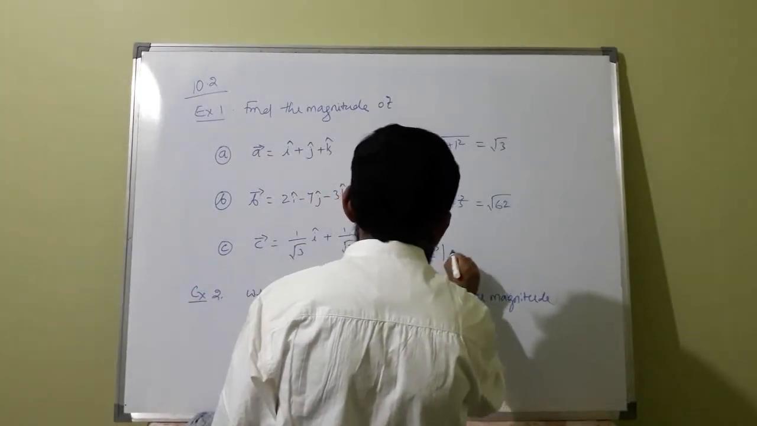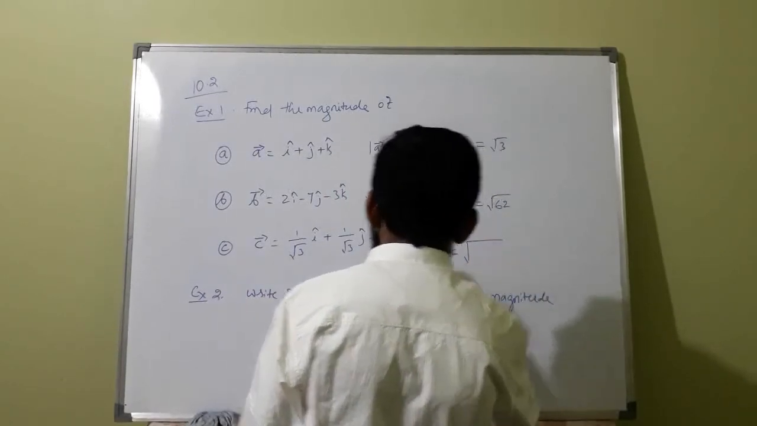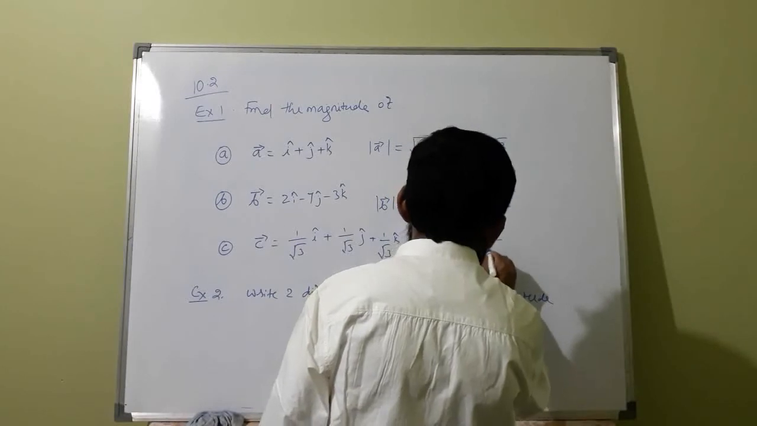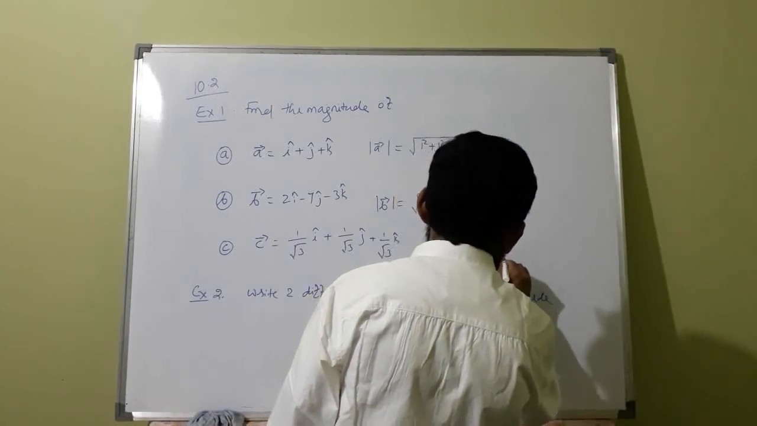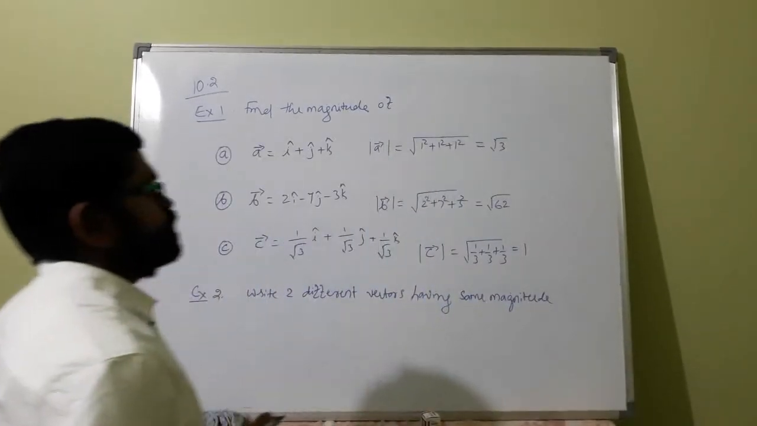Magnitude of C is the square root of (1 by root 3) whole square, 1 by 3, plus 1 by 3 plus 1 by 3. So 3 by 3, or simply it is 1.